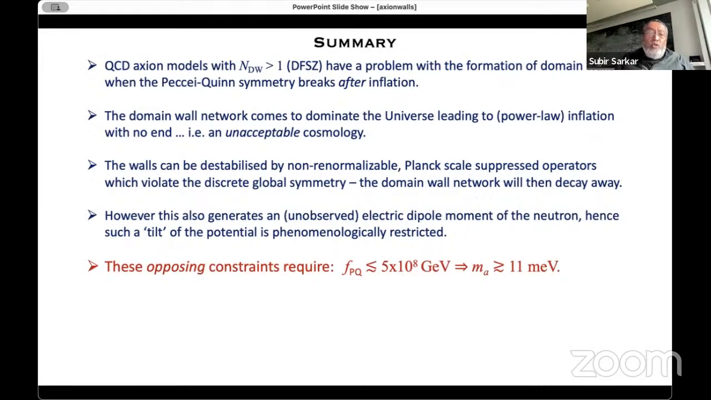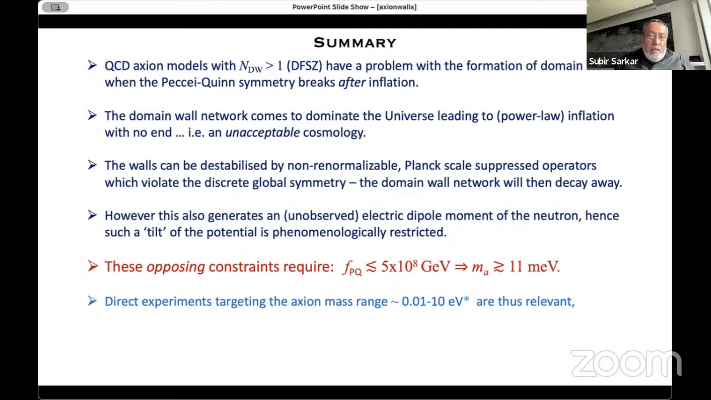So if you put the two together, then there is no getting away from the conclusion that the axion mass has to be more than 11 milli-electron volts in this DFSZ model. And therefore, you need experiments which are targeting this mass range. I'm very happy that our laser colleagues have got interested in this problem, and I hope others will too. We are hoping now to do a similar experiment at the free electron laser at SLAC.